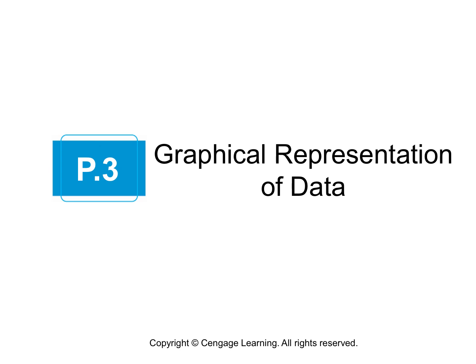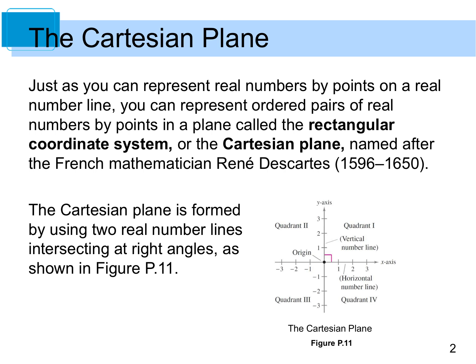All right, in P3, we're going to talk about kind of graphing. It says graphical representation of data. Graphing, plotting points, finding the midpoint, and finding the distance. So it starts with a Cartesian plane, which is a coordinate plane.